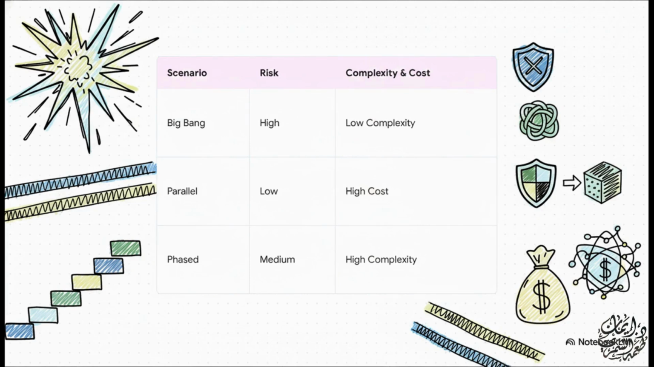Just flip the switch and hope for the best. It's high risk, but simple. Or you could run the old and new systems side by side for a while. That's way safer, but it's expensive. And then there's the phased approach, moving over one piece at a time. It's a middle ground on risk, but it can get really complex. The choice you make really depends on how much risk, cost, and complexity you can stomach.